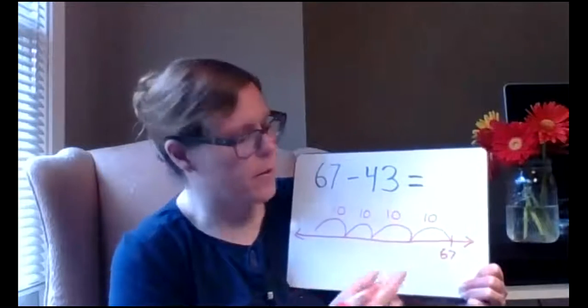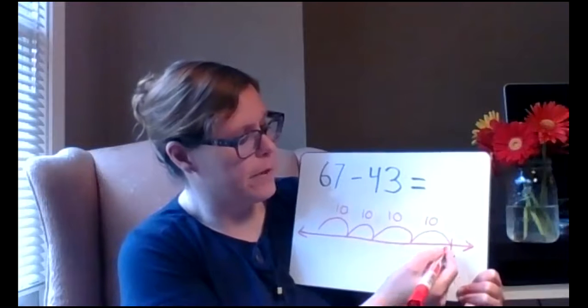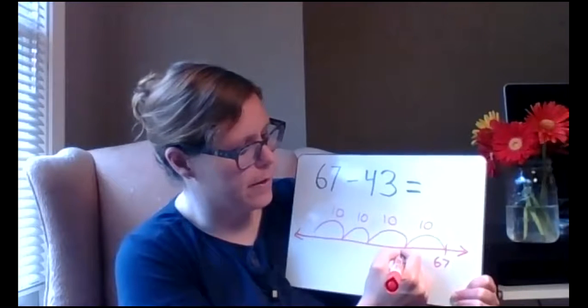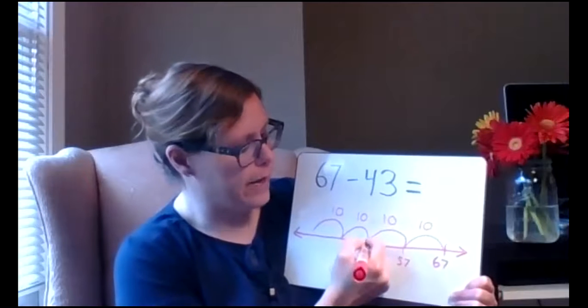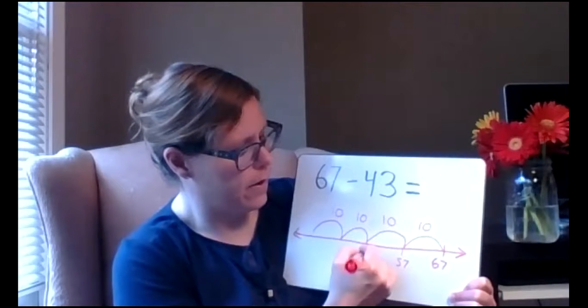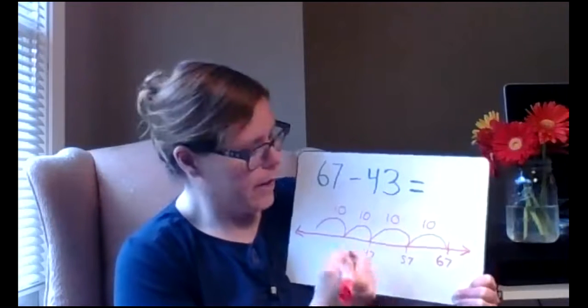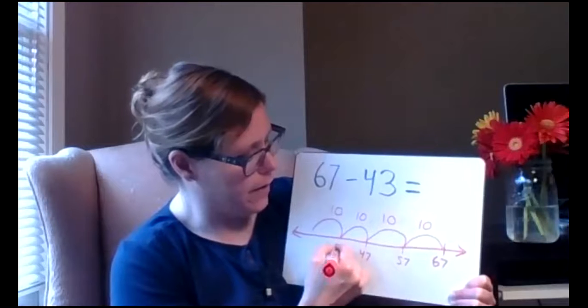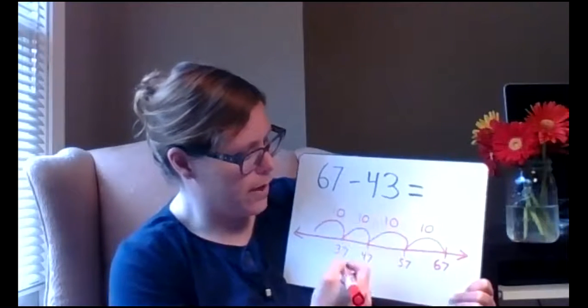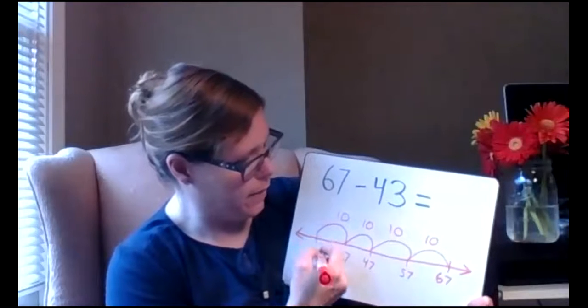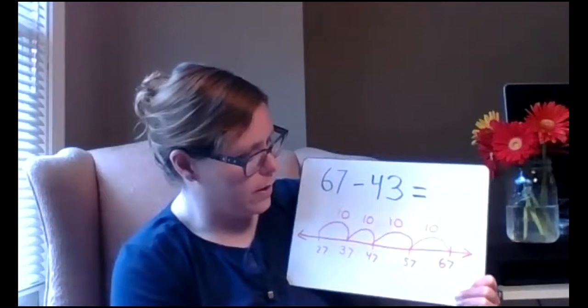So now we started with 67. 10 less than 67 is 57. 10 less than 57 is 47. And 10 less than 47 is 37. We have to do one more time. 10 less than 37 is 27.